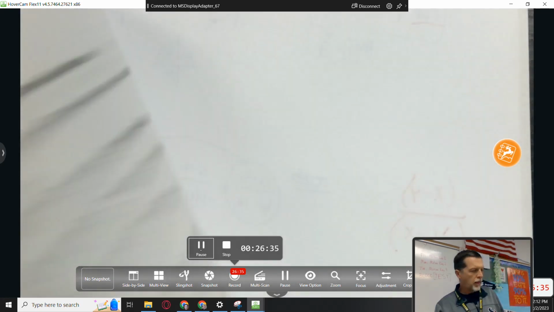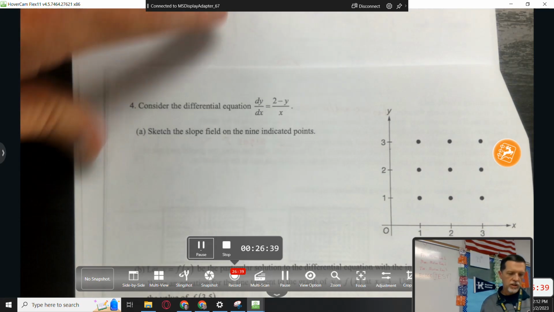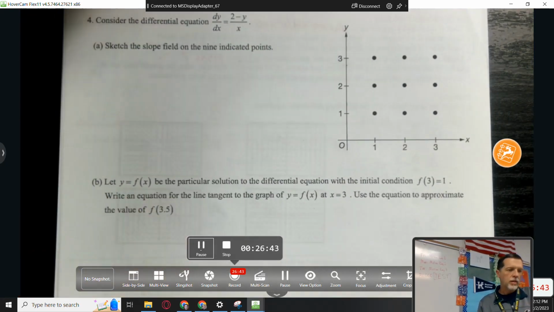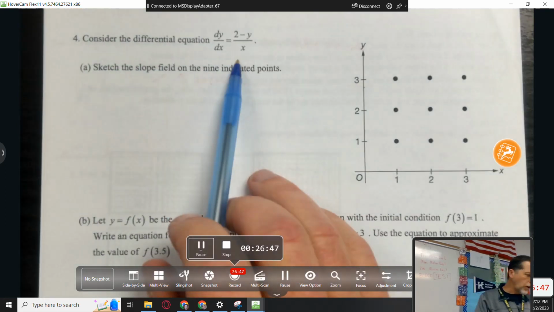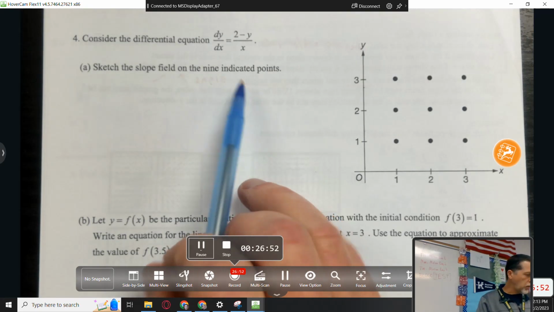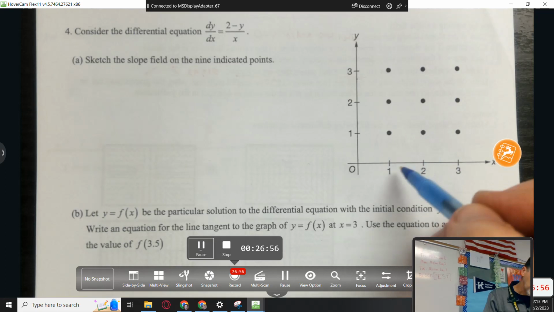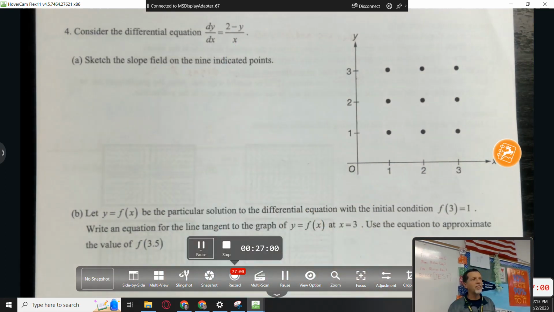This last one is an example of a free response question. Probably not quite all of one yet, but pretty close to it. Consider this differential equation. Sketch the slope field on the 9 indicated points. So let's see. We've avoided the 0 in the denominator issue of is that undefined or is it vertical? Who knows? It doesn't matter for this one.